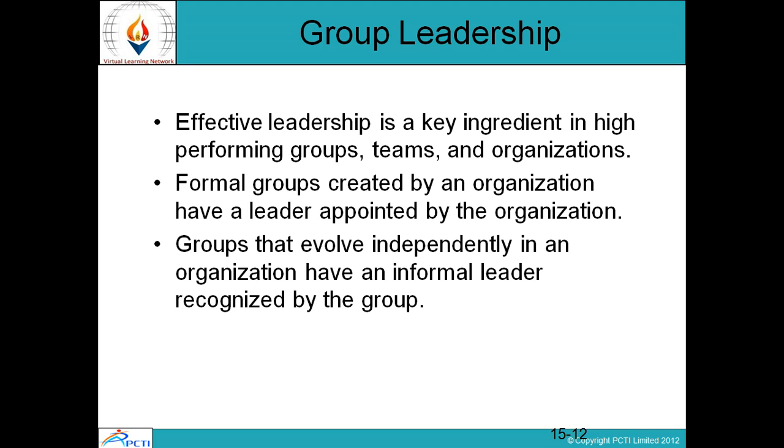Group leadership. Effective leadership is a key ingredient in high-performing groups, teams, and organizations. Formal groups created by an organization have a leader appointed by the organization. When we create formal groups, a designated leader is appointed by the organization, and it is said that with effective leadership you can build up a good team. Groups that evolve independently in an organization have an informal leader that is recognized by the group.